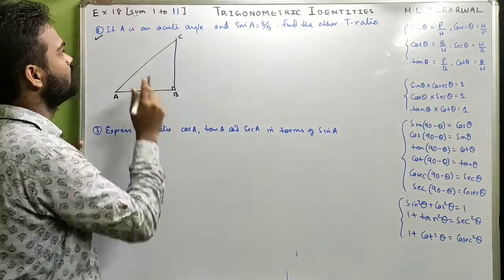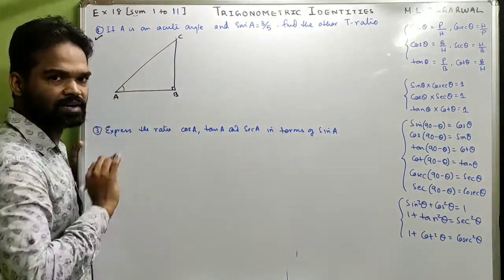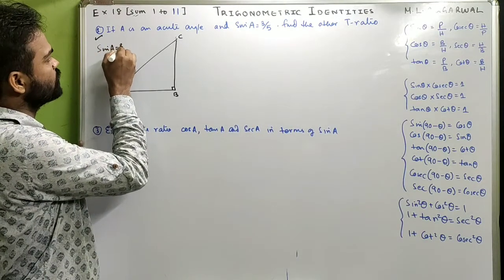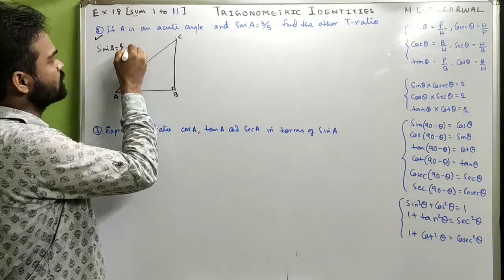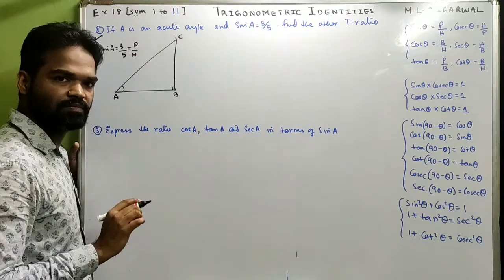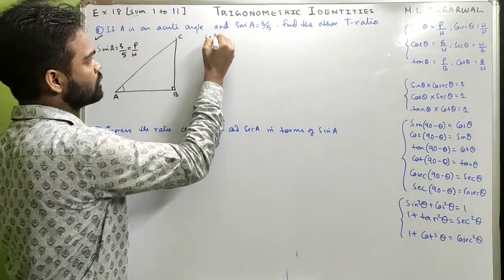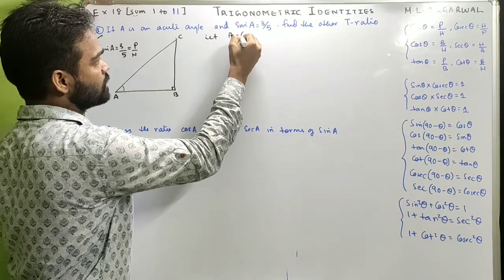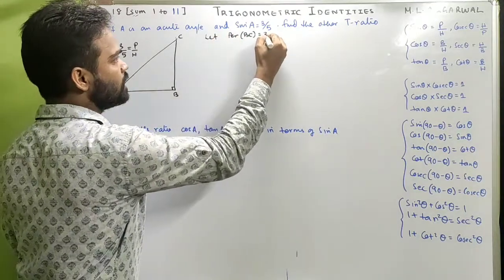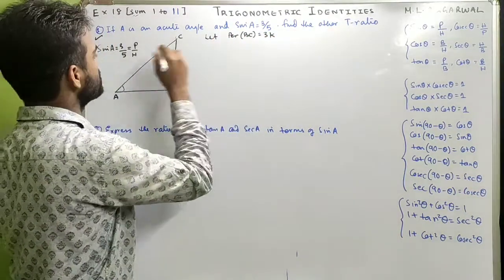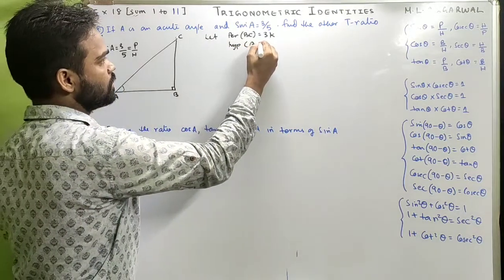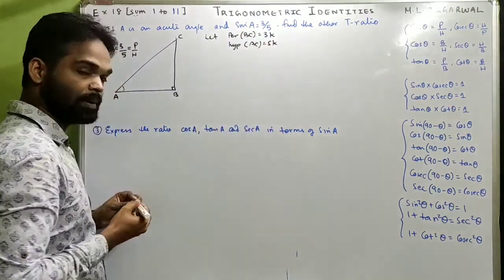Okay. If A is an acute angle, so this is definitely an acute angle, and sin A is given as 3 by 5, which means the ratio of perpendicular by hypotenuse is 3 by 5. So we can let the perpendicular, which in this case is BC, be 3k, and we can let the hypotenuse, which in this case is AC, be 5k. Am I correct or not?